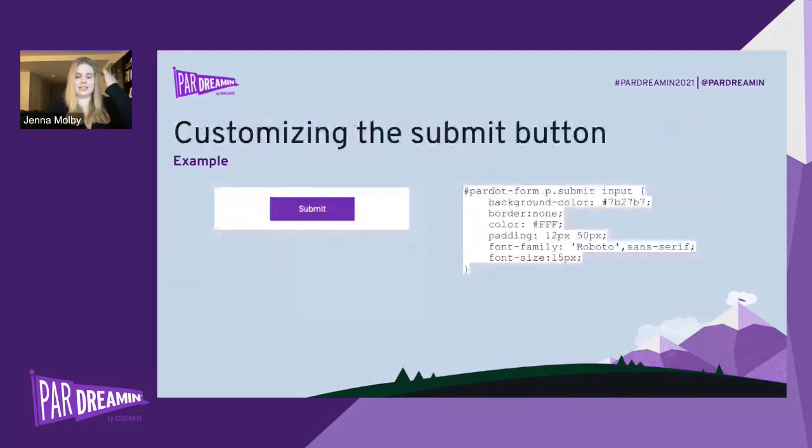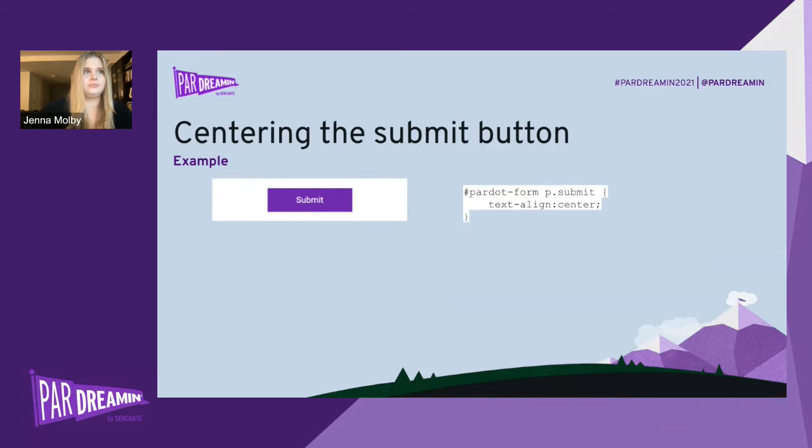Next thing is customizing the submit button. So here I just made the submit button the ParDreamin purple, added some of my fonts here, added some padding, and updated the font size. Last thing is centering the submit button. So here I just did text align center over the container that holds the submit button, and that makes the button centered.